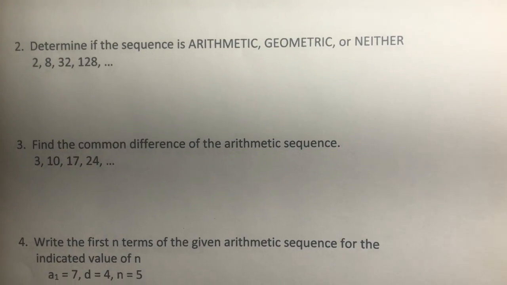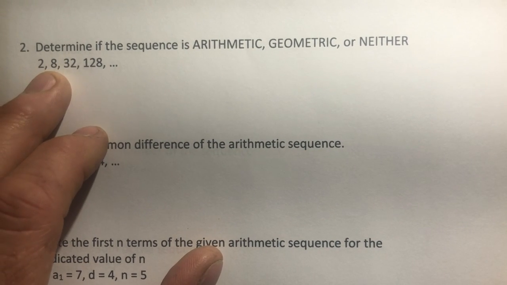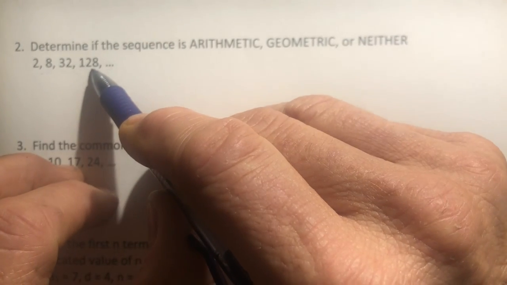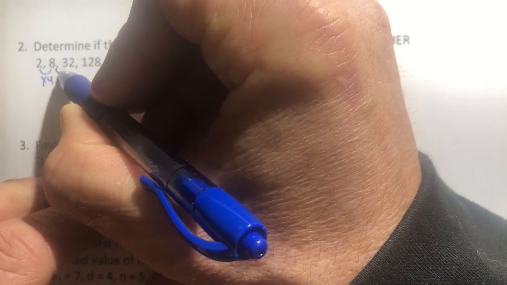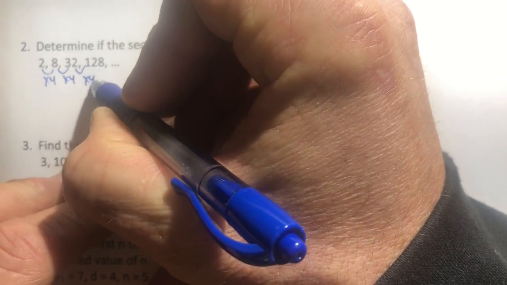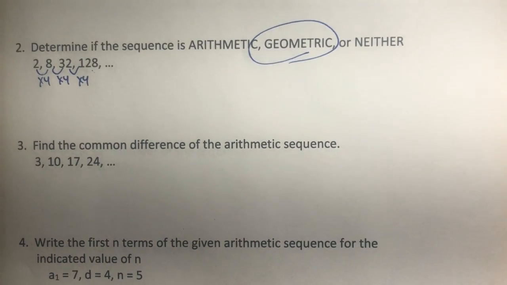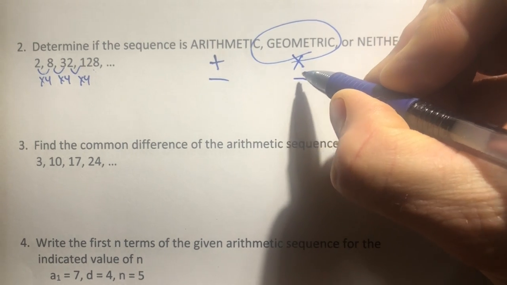All right, number 2, is this arithmetic, geometric, or neither? All right, 2, 8, 32. The way you can tell is how they get real big real fast. This is multiplying. In fact, I think 2 times 4 is 8, times 4 is 32, times 4. This is multiplying by 4. It's geometric because it's multiplying. Arithmetic is adding, subtracting. Multiplying, dividing is geometric.